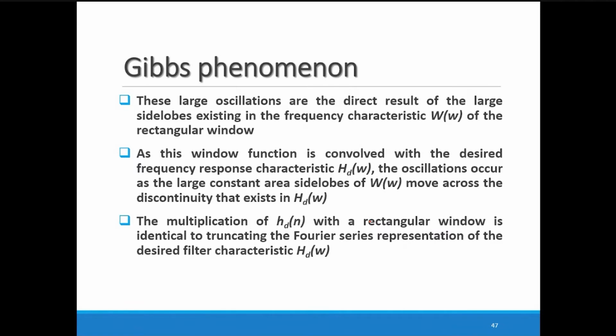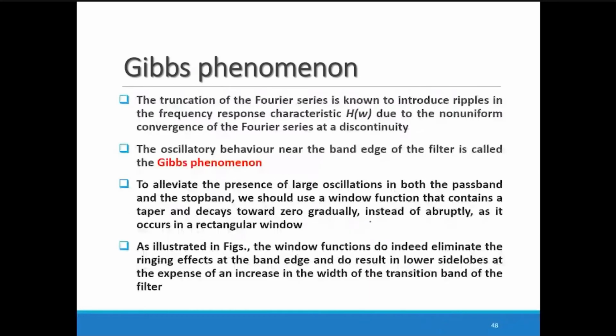As your M is higher, you are getting this truncation very rapidly, so an abrupt transition from passband to stop band will occur, and a greater number of ripples or oscillations will occur. The truncation of the Fourier series is known to introduce ripples in the frequency response characteristic H(omega), due to the non-uniform convergence of the Fourier series at discontinuity.